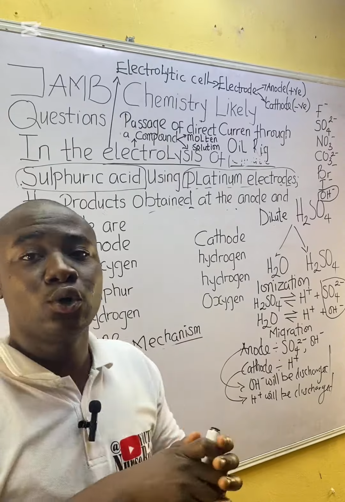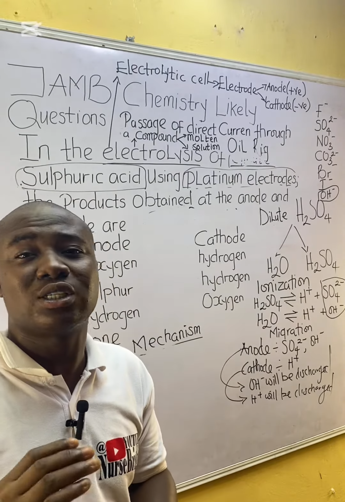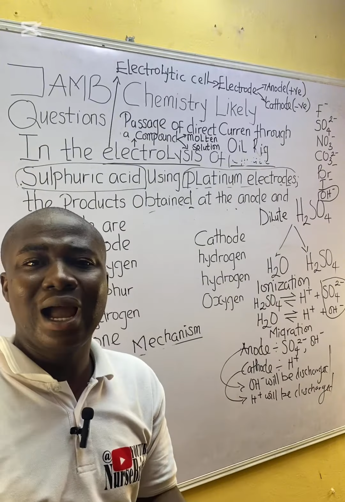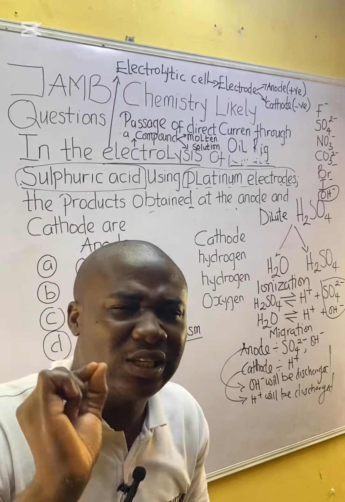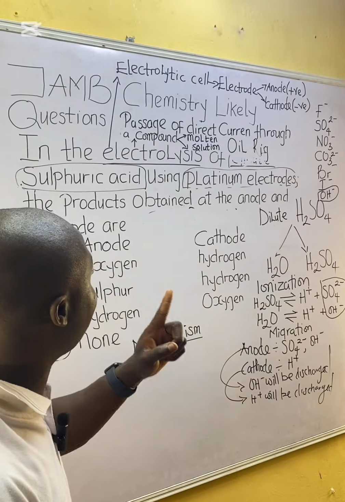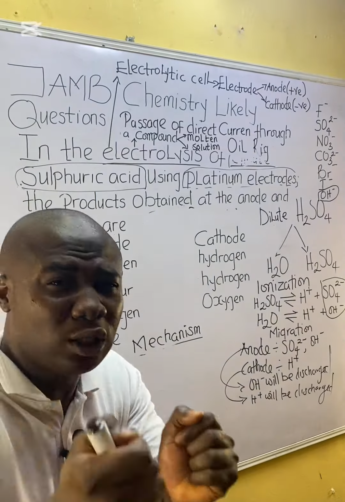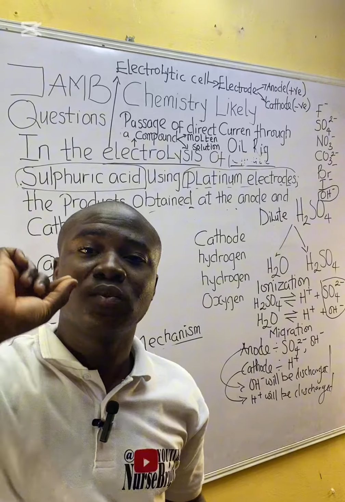It is very important to note that these terminals, which are called electrodes, the cathode as well as the anode, undergo some specific type of reaction. This will help us to determine exactly the product at each of the terminals based on the way the question was asked. It is very easy.